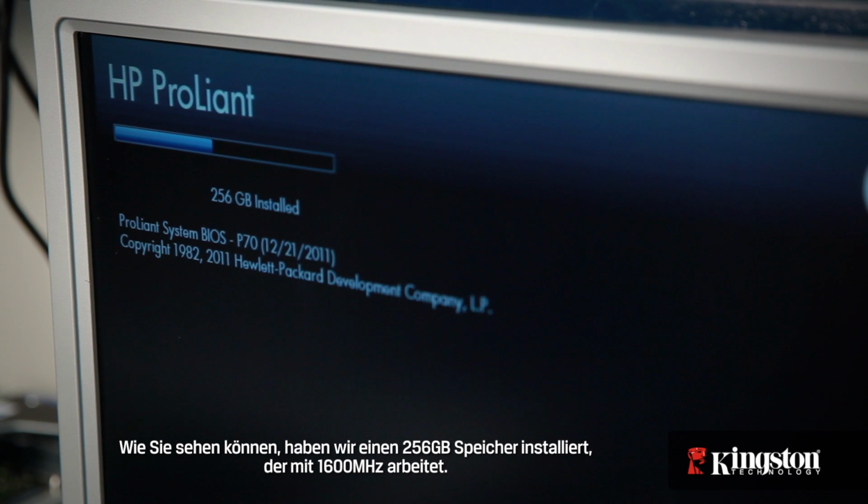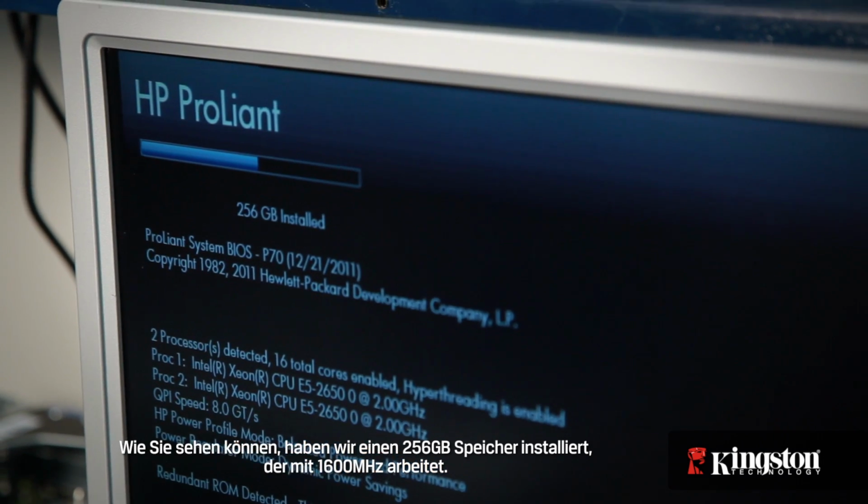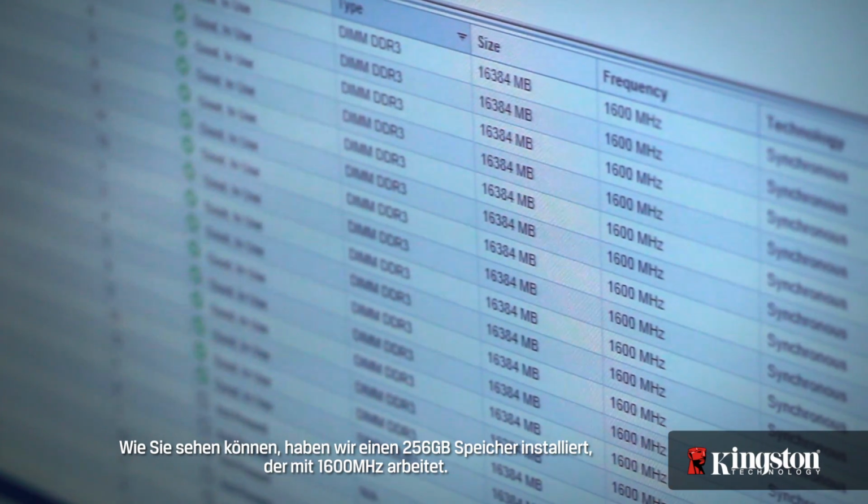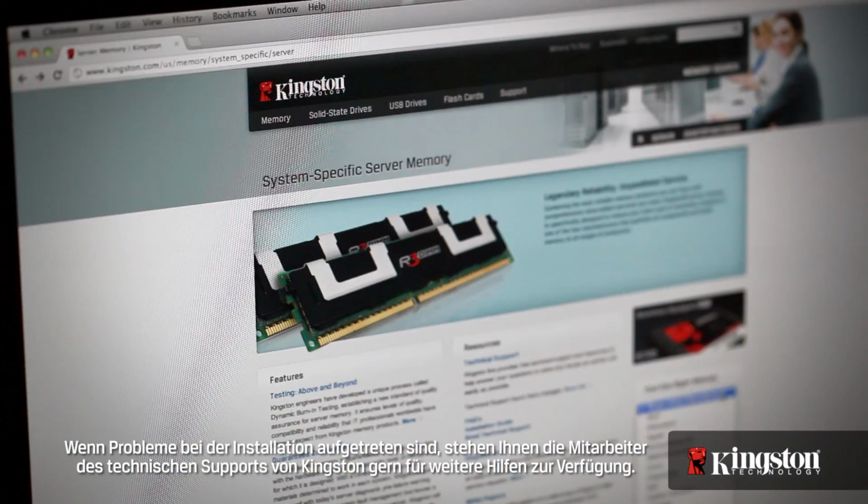As you can see, we've correctly installed 256 gigabytes of memory operating at 1600 megahertz. If you encountered any issues during this installation, Kingston's technical support reps are standing by to assist you.